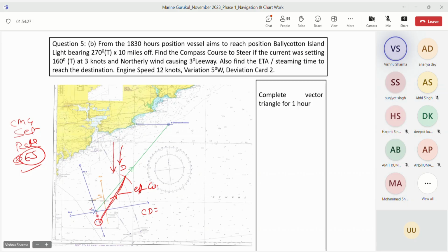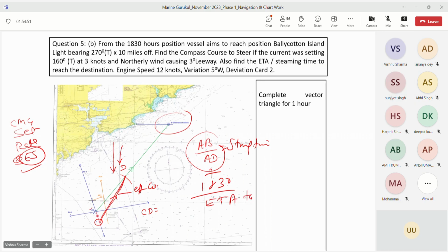Subtracted, sir. How do I find the ETA, beta? So we will divide the distance made good by the speed made good. Distance made good is AB, and speed made good is AD. Divide AB by AD. That is the steaming time, right? And we will add to 1830. Add to 1830, you'll get ETA point B. Yes or no? Yes, sir. Okay.